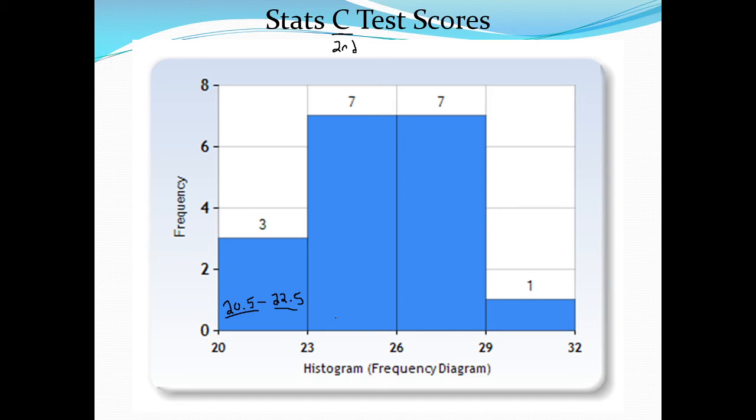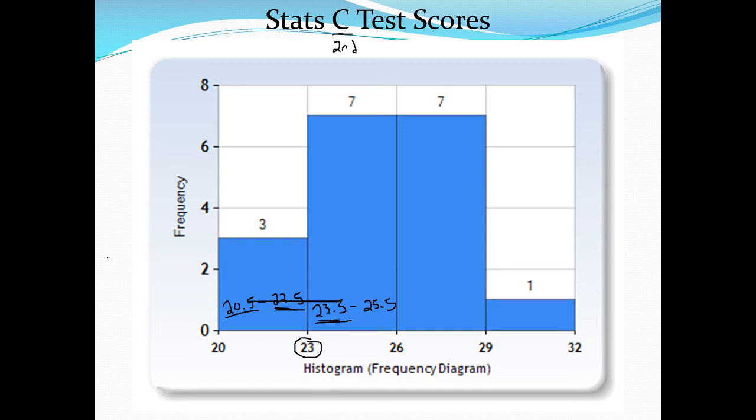And then again, going down here is the same idea. So this is 23.5 to 25.5. Okay, so that's what these numbers here represent, the boundaries, because between 22.5 and 23.5, right in the middle is 23. So I know that 23 actually isn't counted, but I know that the 22.5s fall into this first bar and the 23.5s fall into this second bar here.